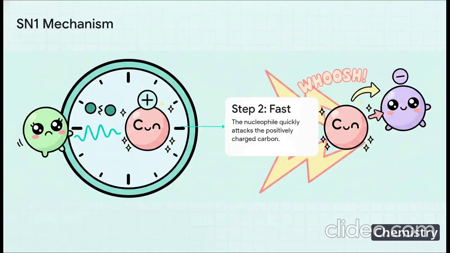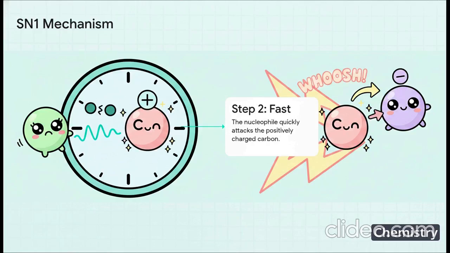So, in the first step, and this is the very slow part, the bond between the carbon and the halogen just breaks, all on its own. The halogen literally just leaves, taking the electrons with it. This leaves behind a flat, positively charged carbon called a carbocation.